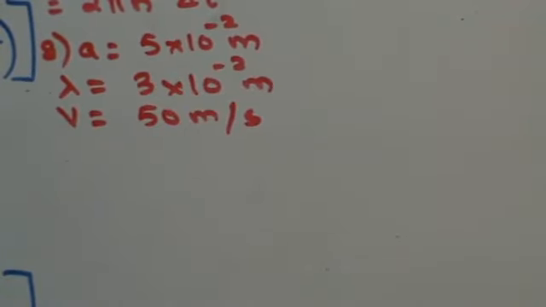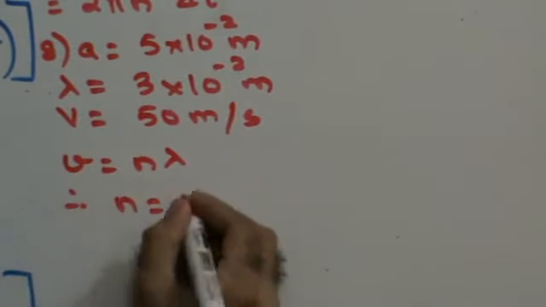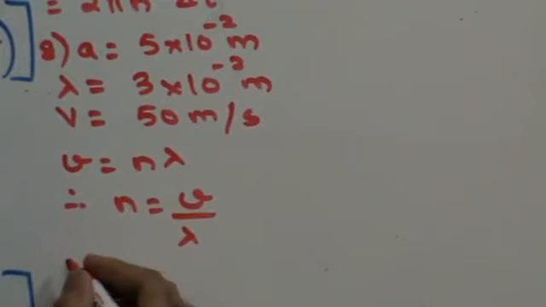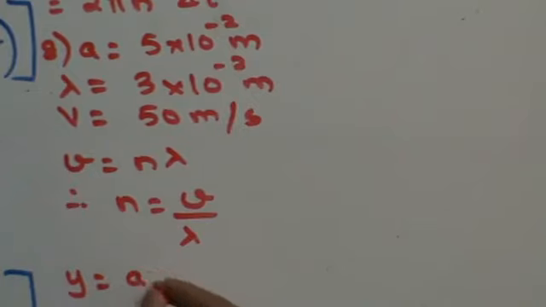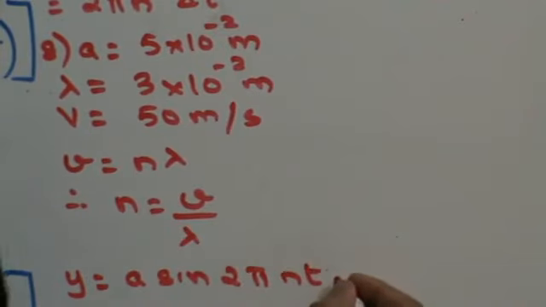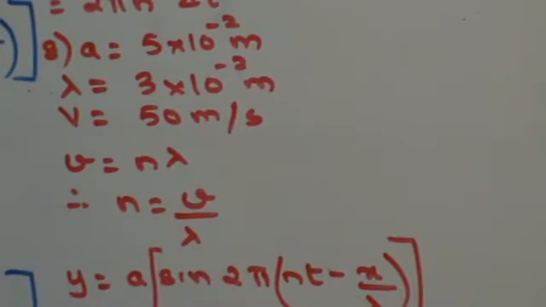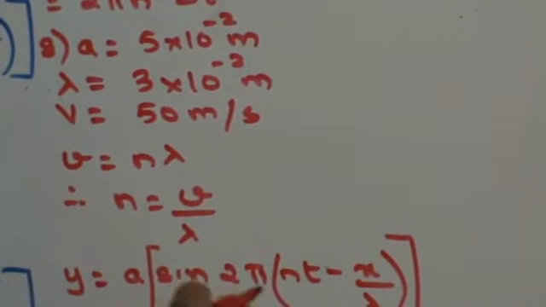Now guys, V and lambda is given to you. So I can find out N. V is equal to N lambda. So I'll get N is equal to V upon lambda. Right? Once I have N, I can use my equation of simple harmonic progressive wave. Y is equal to A sine 2 pi (nt minus x by lambda). Let's see, do I have all the parameters with me? N I know, lambda I know, x and t. So you get your equation in terms of x and t, right?